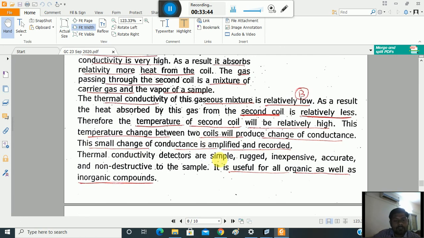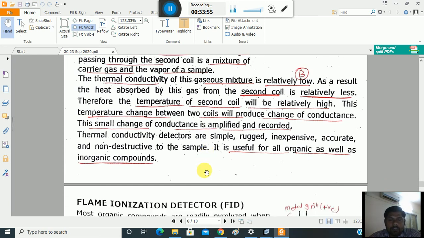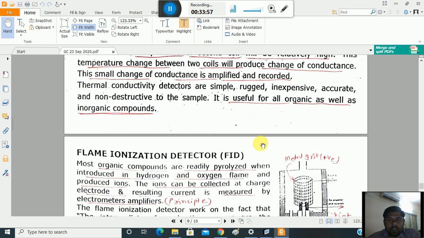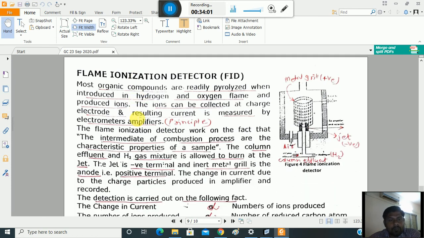The thermal conductivity detector is simple, rugged, inexpensive, accurate, and non-destructive to the sample. That's why in most gas chromatography, TCD detectors are used. It is useful for organic compounds and also for inorganic compounds. Next, the flame ionization detector.